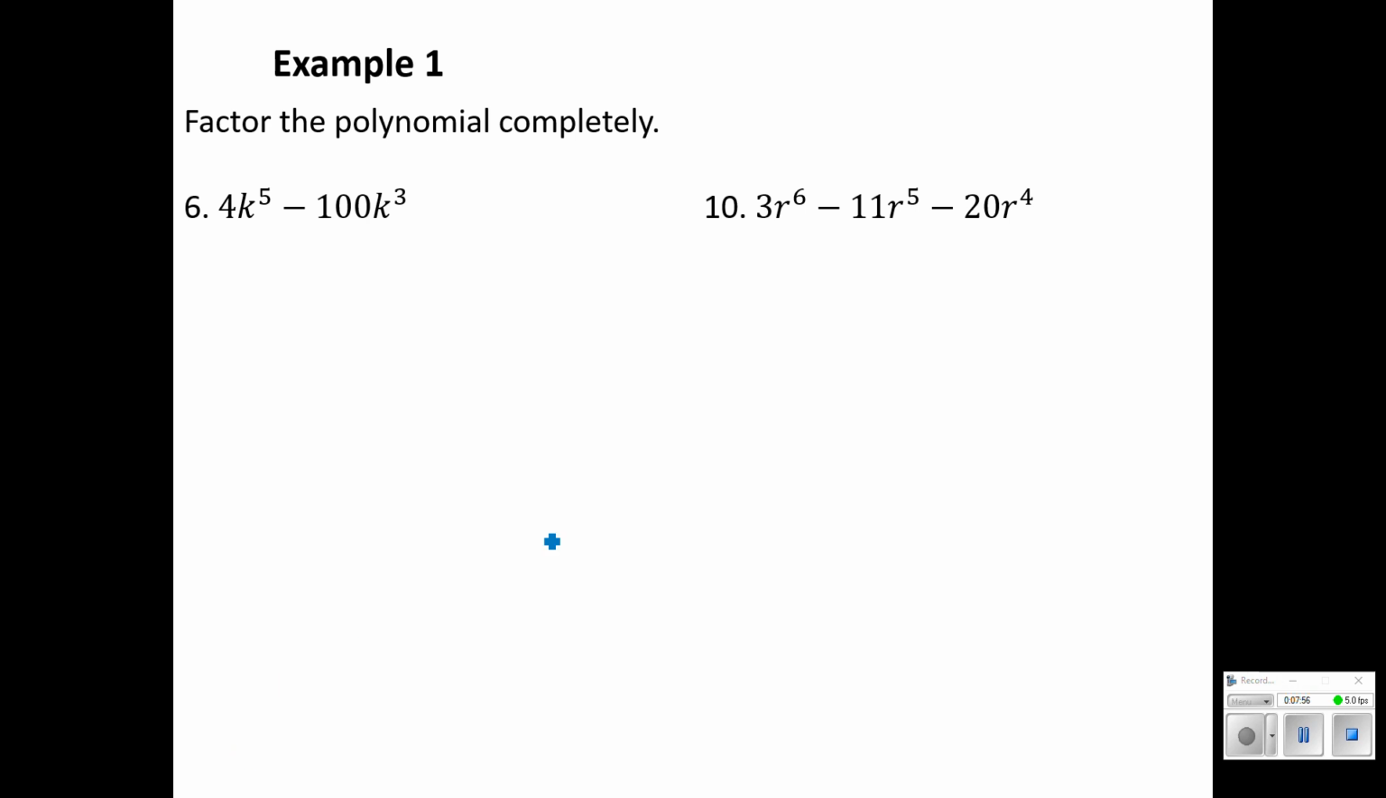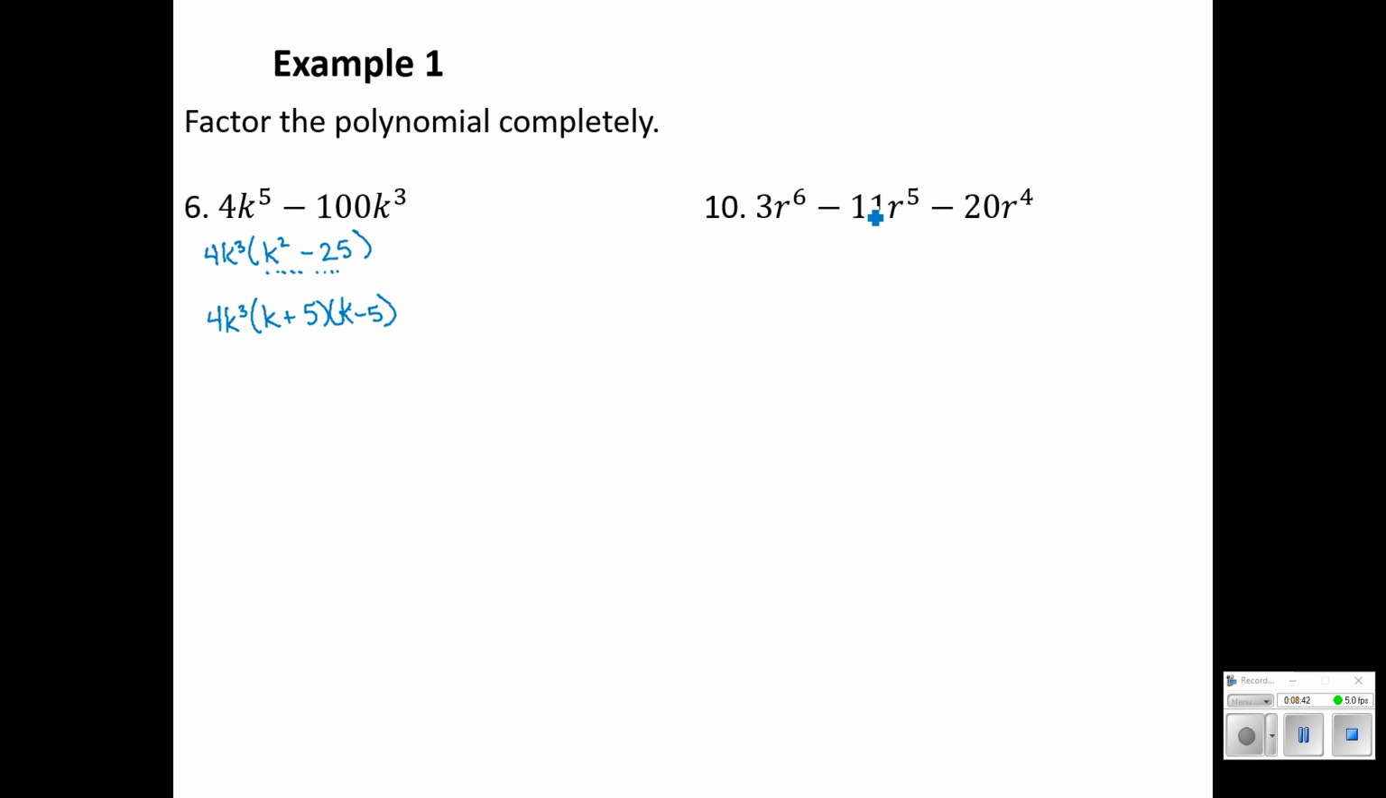All right, so our first couple examples: factor the polynomial completely. The first thing we want to look for is a greatest common factor. So we'll look for a GCF first here in number 6. I notice I can factor 4k cubed out of that expression, and I'm left with k squared minus 25. Now we're not done yet, because the remaining factor, k squared minus 25, is a difference of squares. So 4k cubed is still there. That doesn't go away. But then k plus 5, k minus 5. Now we cannot factor any of these further. That is factored completely.